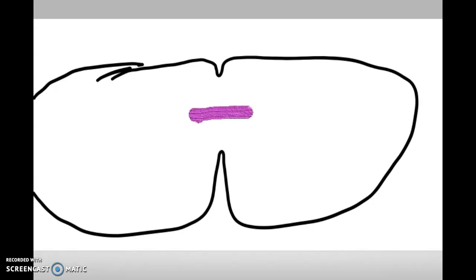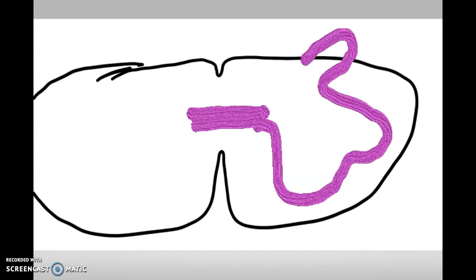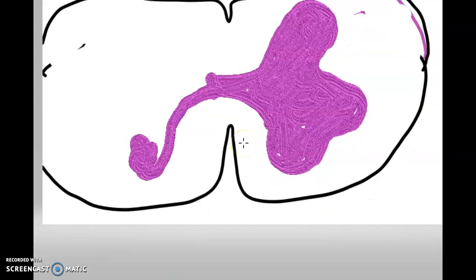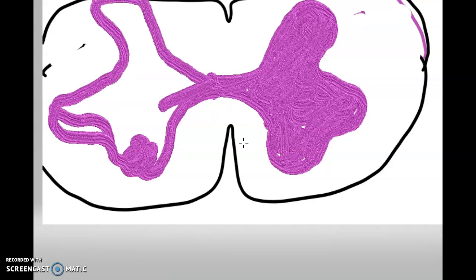Now, the gray matter is going to be central to the white matter, and it's going to be connected by this thing called the gray commissure. That's right about there. Now, it's going to have 3 horns. It has an anterior horn, a lateral horn, and a posterior horn. It's going to have an anterior horn here, a lateral horn about here, and a posterior horn there.